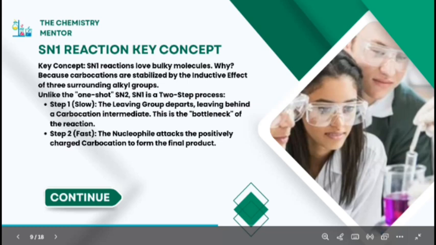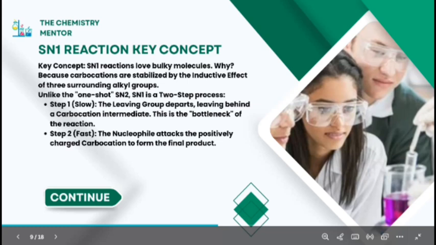Now, unlike the fast one-step SN2, SN1 is a two-step process. Step 1 will be slow, the bottleneck. The leaving group departs first, forming a carbocation intermediate. This is the slowest step, the bottleneck, because forming a carbocation takes energy and time. Then there will be a second step that will be so fast. Once the carbocation is formed, the nucleophile quickly attacks the positively charged carbon to form the final product.